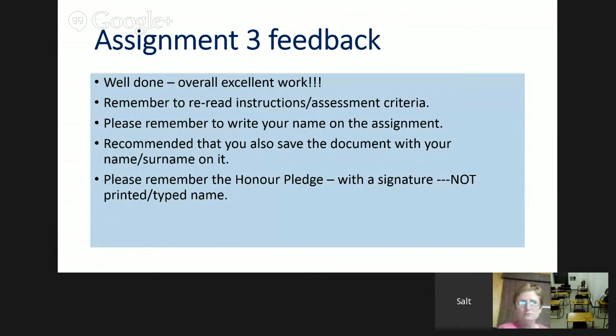Just want to go one back. Doesn't want to.